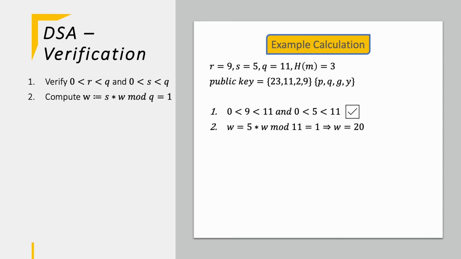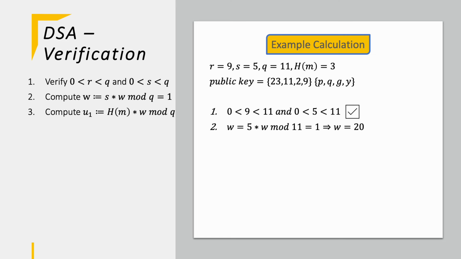So 5 times 20 is 100. And 100 modulo 11 is pretty much like 99 modulo 11 is 0. So we have the rest of 1. So 100 modulo 11 is equal to 1.